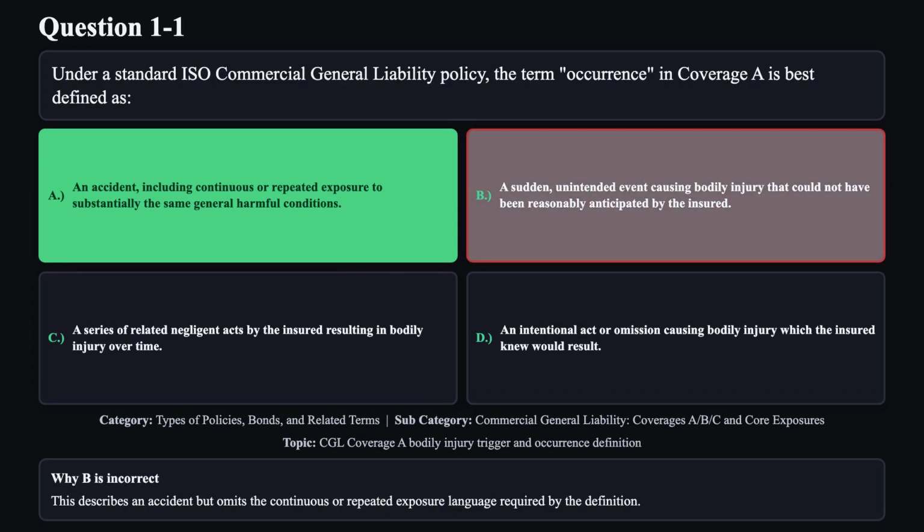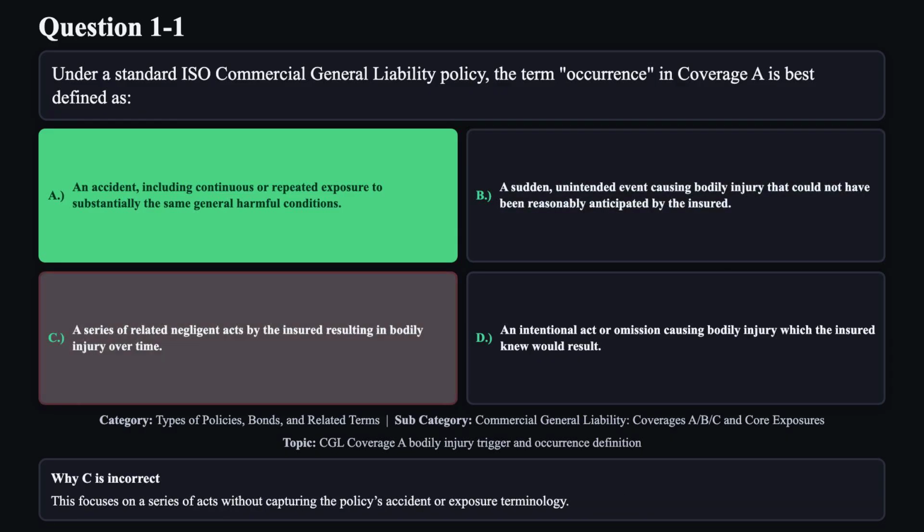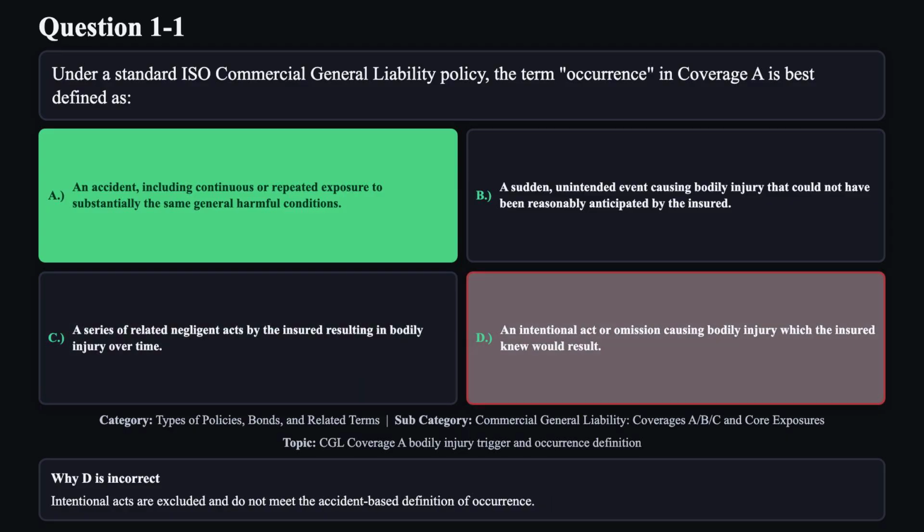Reason B is not correct. This describes an accident but omits the continuous or repeated exposure language required by the definition. Reason C is not correct. This focuses on a series of acts without capturing the policy's accident or exposure terminology. Reason D is not correct. Intentional acts are excluded and do not meet the accident-based definition of occurrence.